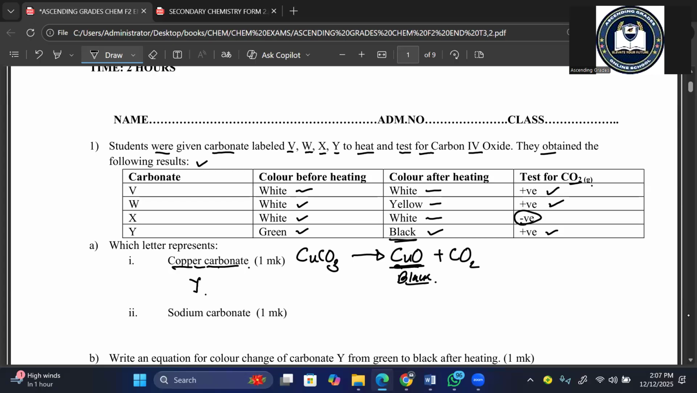Then sodium carbonate, most of the sodium salts are white throughout, before decomposing, even after decomposing. So we shall check the one that is showing presence of carbon (IV) oxide, and it is white all through. And then this one goes straight to V.